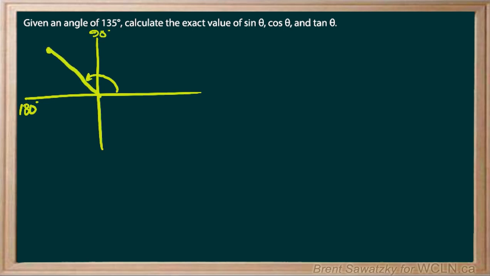So to get the exact reference angle, we can say 135 there. It must be 180 minus 135. So we can just point out our work. 180 minus 135 equals 45 degrees. So the reference angle in here is 45 degrees. All right. And so we can draw in our right triangle from there.